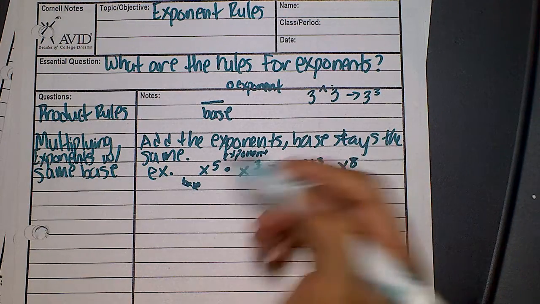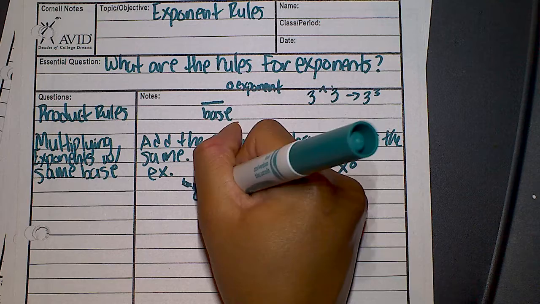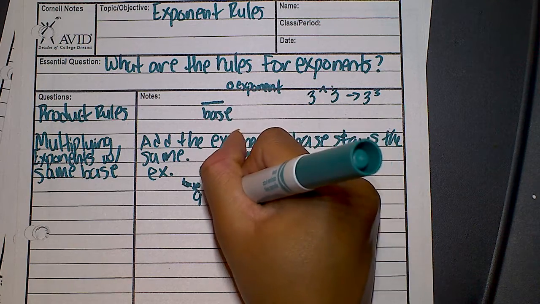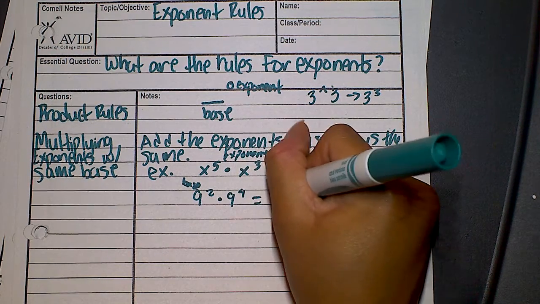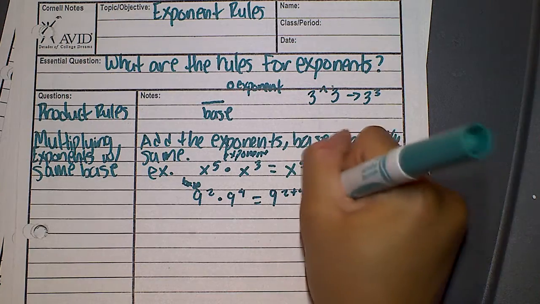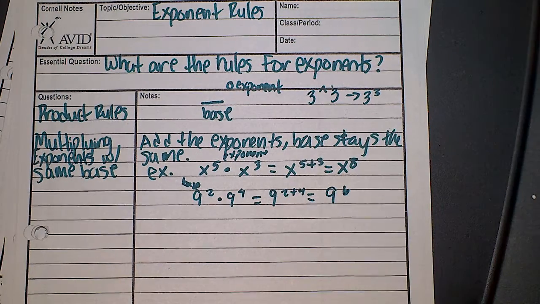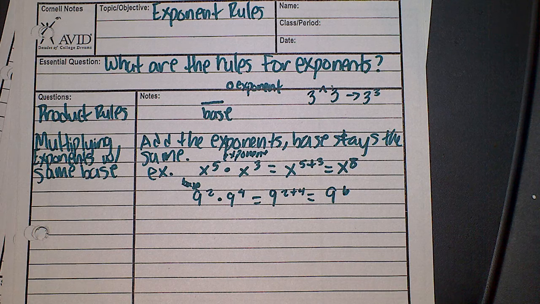And then let's do another example. Let's say, for instance, we have 9 to the 2nd times 9 to the 4th. That's equal to 9 to the 2nd plus the 4th, which is equal to 9 to the 6th. Basic. So that's when you're multiplying exponents that have the same number as the base or variable.